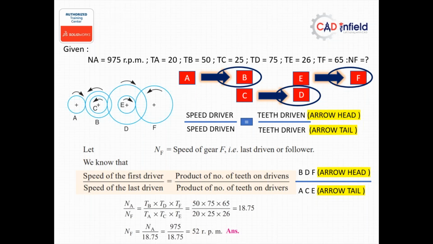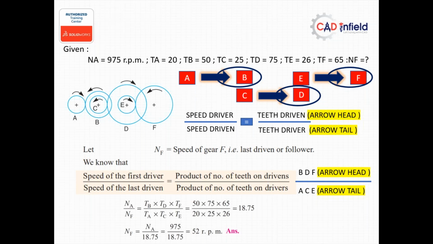Once we calculate, the NA by NF ratio is 18.75. We know that NA is 975. So 975 divided by 18.75 is equal to NF, the speed, which is 52 rpm. Very interesting, and this way I understood the gear train. The book method is very cryptic, and every time you will struggle with the calculation part of it, but this way is 100% required.